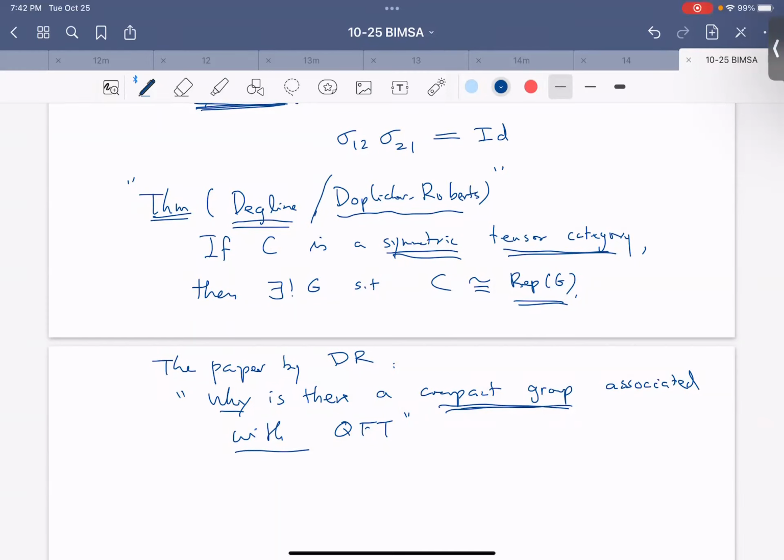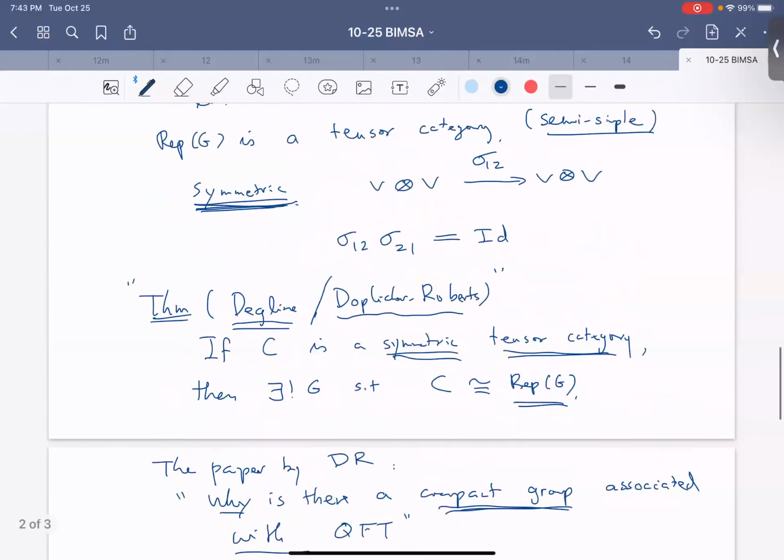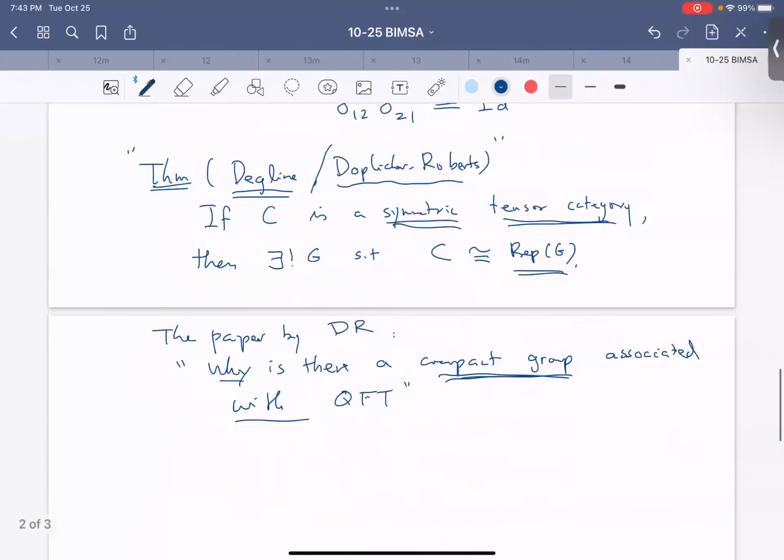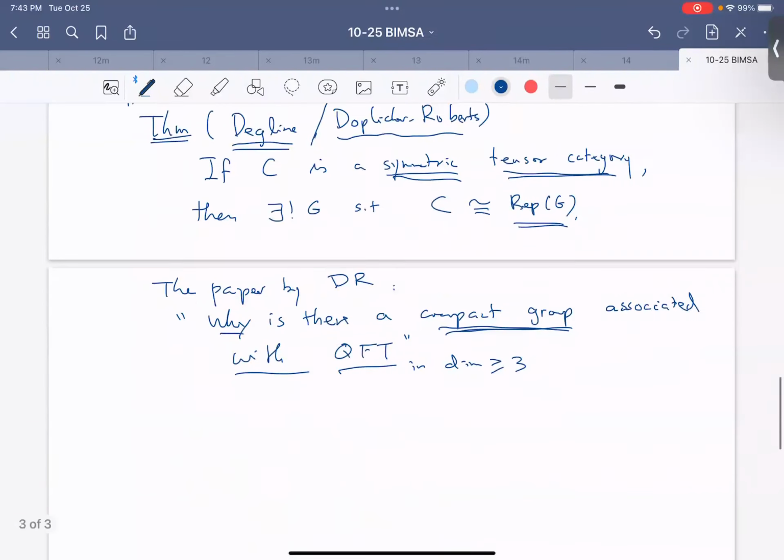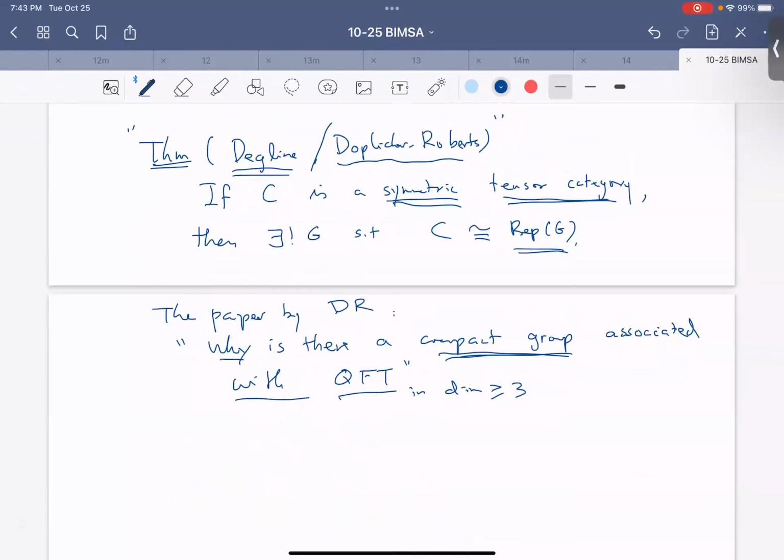More precisely, what Doplicher-Roberts did was that they have a universal quantum field theory. The compact group was constructed so that when you take the orbifold of that free theory with respect to it, the representation theory of the resulting orbifold gives you the symmetric tensor category. Okay, so this quantum field theory is in dimension greater or equal to 3. Okay, so that's the high dimensional story. But in lower dimensions, the situation is very different, and in some sense is richer.